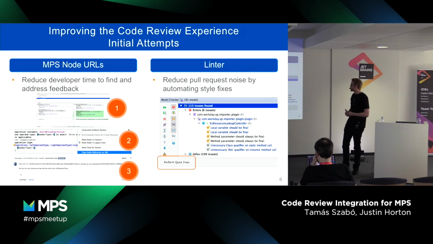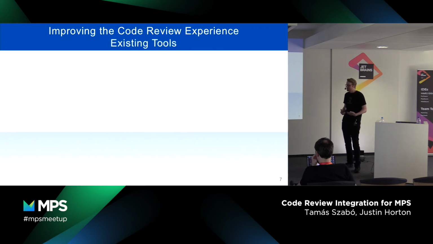And what we provided instead was a linter plugin in which we defined certain stylistic checks that we cared about. And prior to opening a pull request, the developer can go in, run the linter against the project, and then just click perform quick fixes, for which we've defined model transformations that will actually make your AST abide by the styles we've specified. However, this still wasn't quite good enough for us. We were still spending a lot of time context switching between MPS and the pull request.